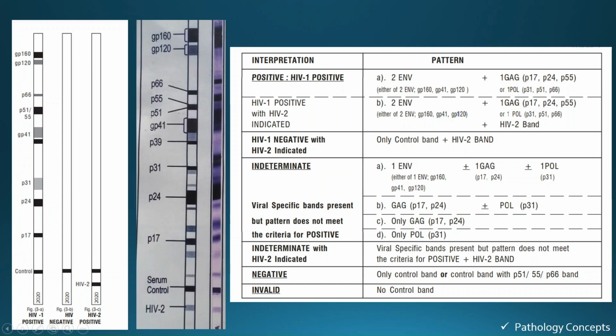The second picture shows how the actual bands look after the procedure. And this table shows how to interpret these bands when the various bands are present or sometimes some bands are present or some bands are absent. So how to interpret that result? Let's see.